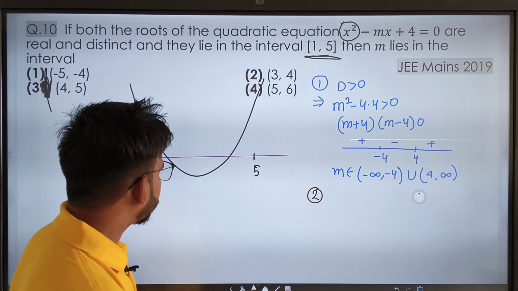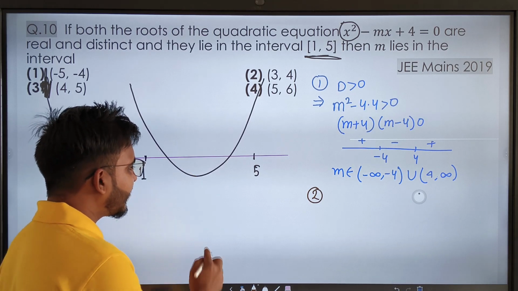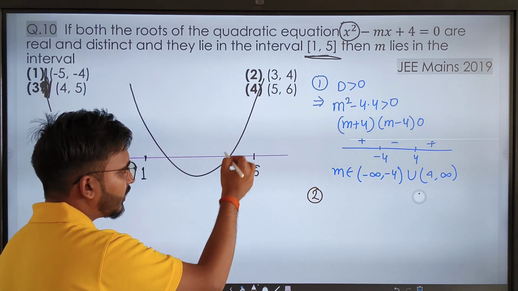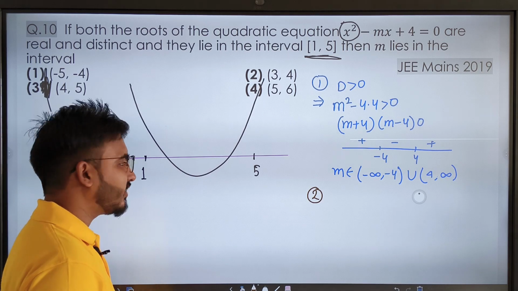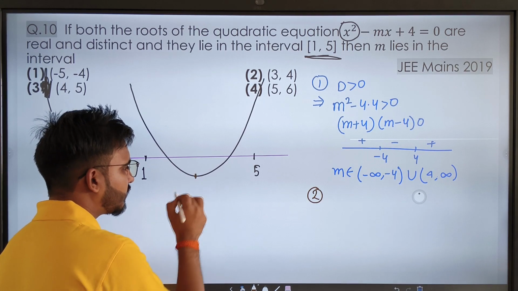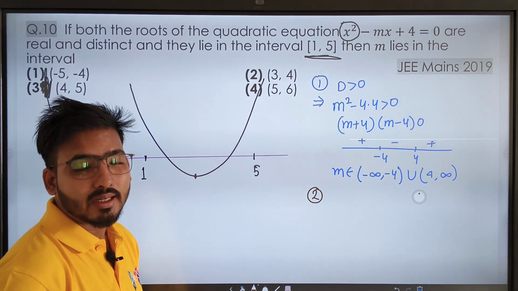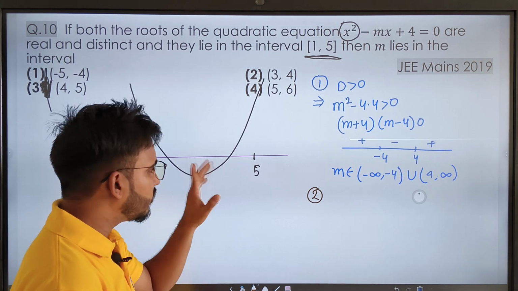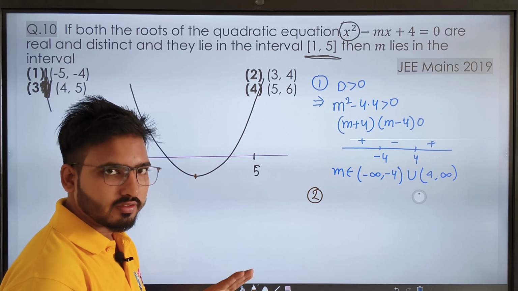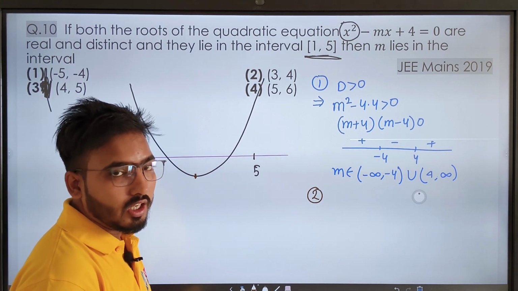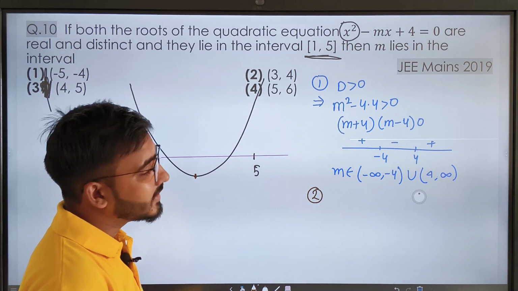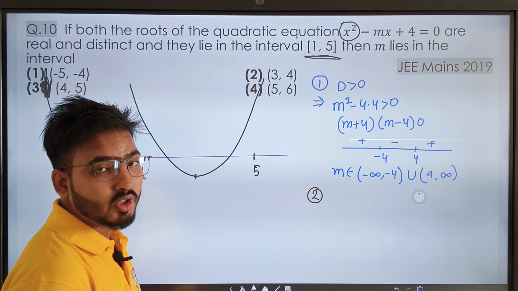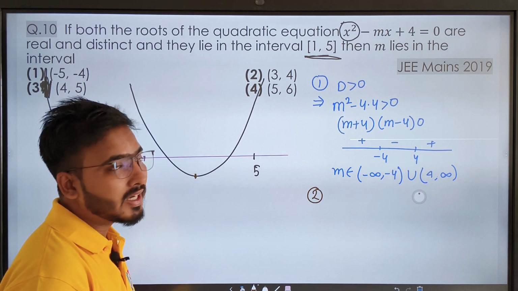So if I say its real roots are lying between 1 and 5, then the vertex of the parabola will always be in between 1 and 5, if it cuts like this. So what is the vertex of the parabola? That is minus b by twice a on the x-axis.